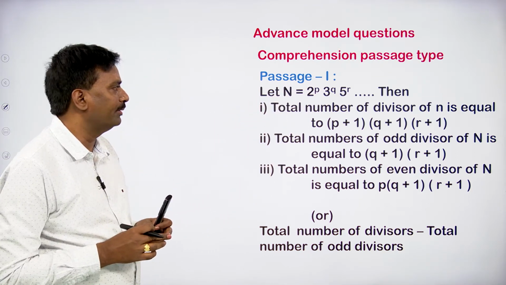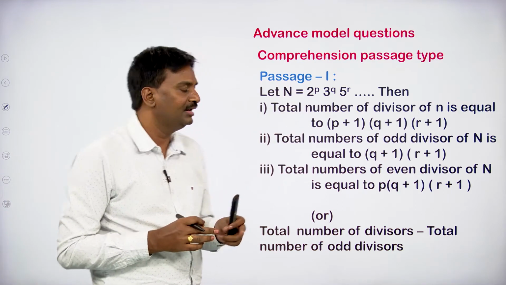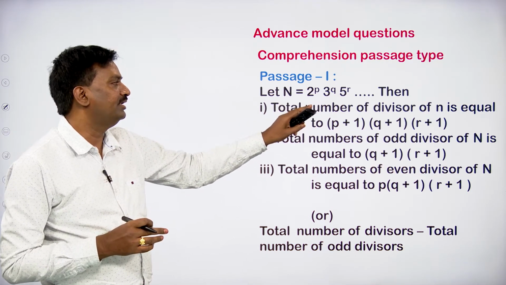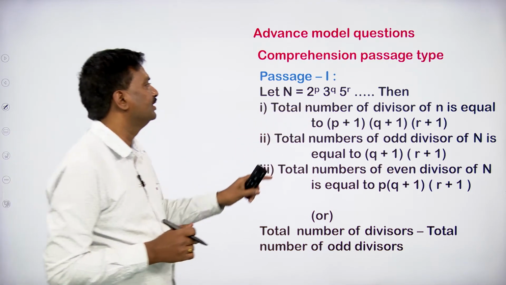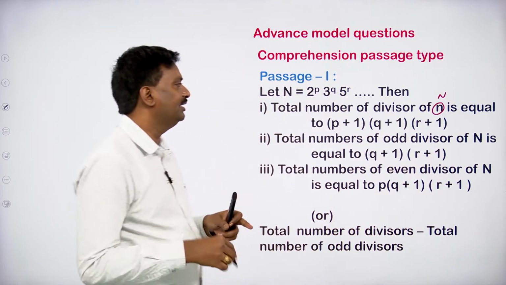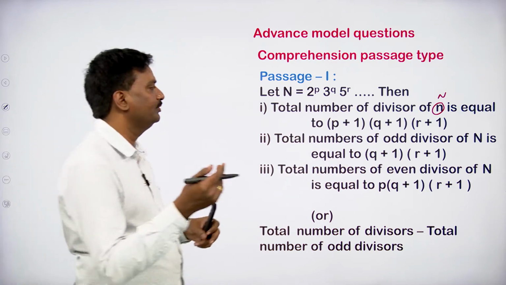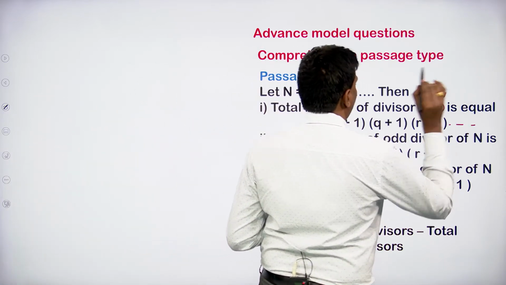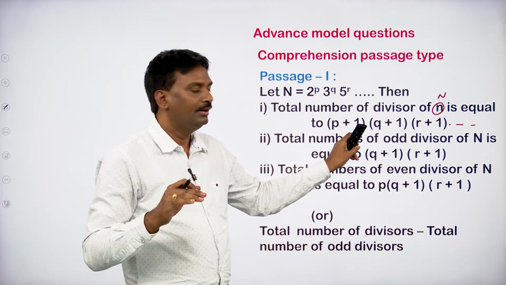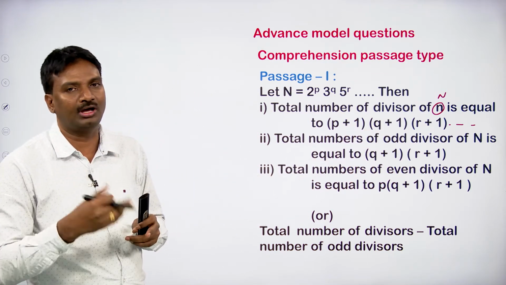equal to 2 power p into 3 power q into 5 power r into so on. Then here 3 points are given. The total number of divisors of N is equal to (p plus 1) into (q plus 1) into (r plus 1) into so on, the total number of divisors. With respect to the given problem, we may take only p plus 1, or p plus 1 into q plus 1, or p plus 1 into q plus 1 into r plus 1, like that.